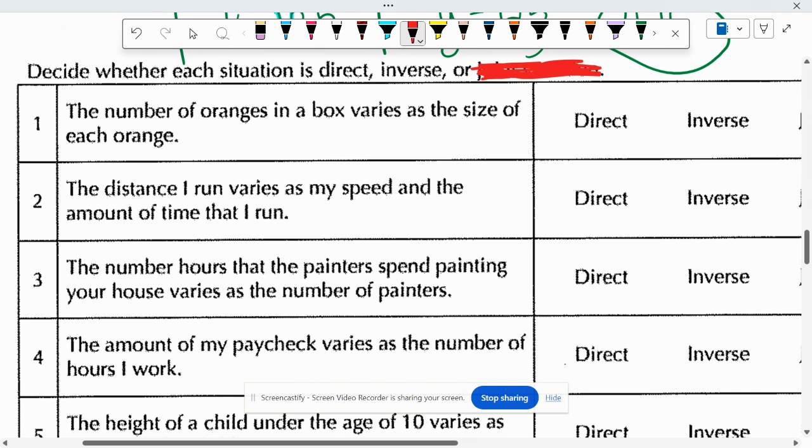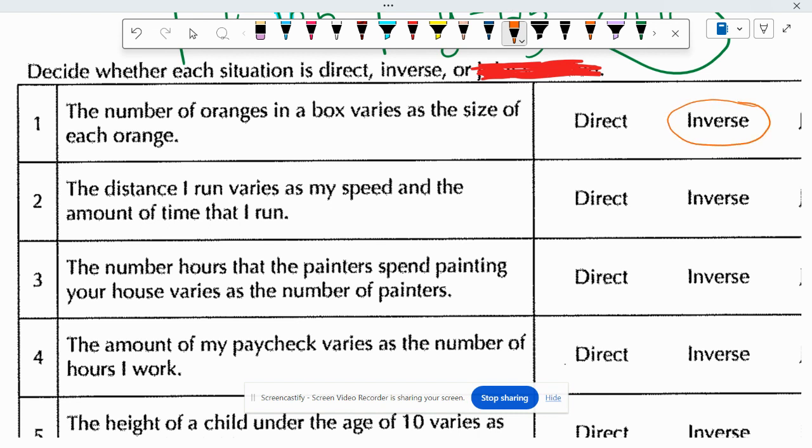So we're going to look at each situation and decide if it's direct or inverse. Direct or inverse, okay? So number of oranges in a box varies as the size of each orange. And think of it as this is what it's saying. As the oranges get bigger, the number of oranges that go into the box is smaller. So one's getting bigger and the other one's getting smaller. So what is this? Inverse.